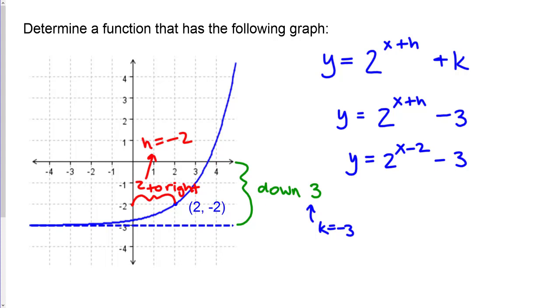And the graph starts from the horizontal asymptote and goes off to infinity, so there's no horizontal or vertical flips or anything like that, so I don't need to worry about anything of that nature. This right here is my function.